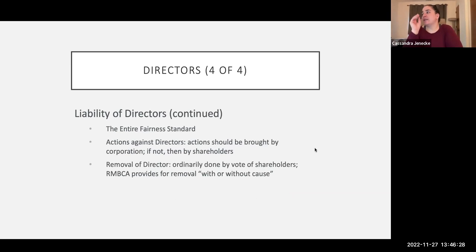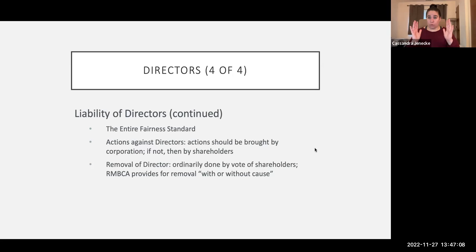Now, the entire fairness standard is an interesting one because this is one that provides for greater liability for board of directors for the perception of worse conduct. So let me read it to you. The entire fairness standard is triggered where a majority of the directors approving of the transaction are interested in the act that they're doing, such that they have a conflict of interest, or where a majority of stockholders stand on both sides of the transaction.